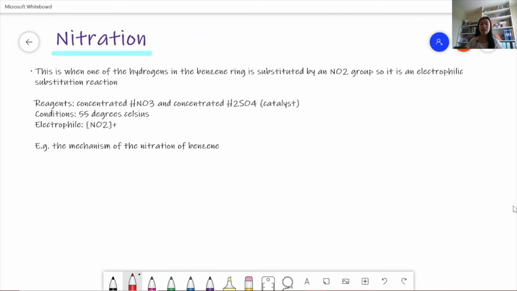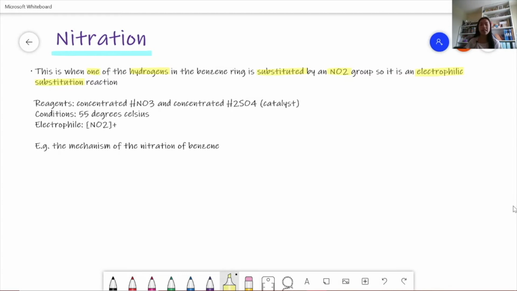Now we're going to look at nitration. So this is the reaction when one of the hydrogens in the benzene ring is substituted by an NO2 group, so nitrogen dioxide. And so we call it an electrophilic substitution reaction. And that's because the attacking group we have is the NO2, and the NO2 acts as an electrophile, and we're substituting one of the hydrogens, so it's a substitution reaction.